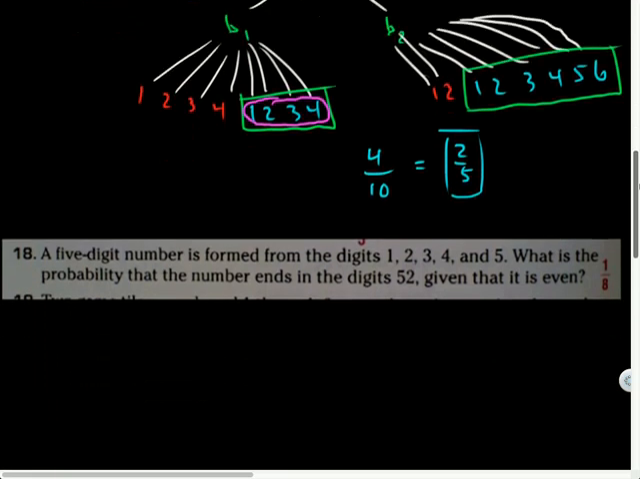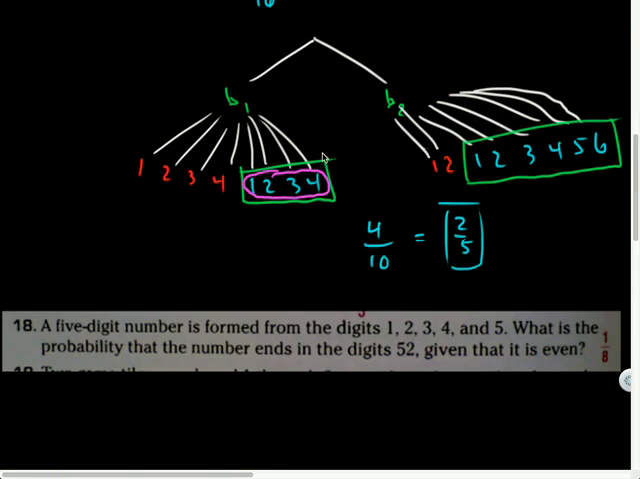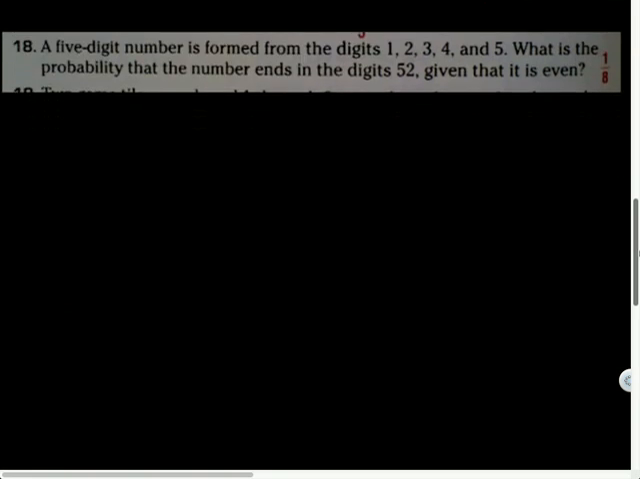I like it. See, I think this drawing it out made a lot more sense too anyway. You could see the 4 out of 10 there. Let's see, let's look at 18. It says a 5-digit number is formed from the digits 1, 2, 3, 4, 5. Ah, excellent. What is the probability that the number ends in the digit 52 given that it is even?